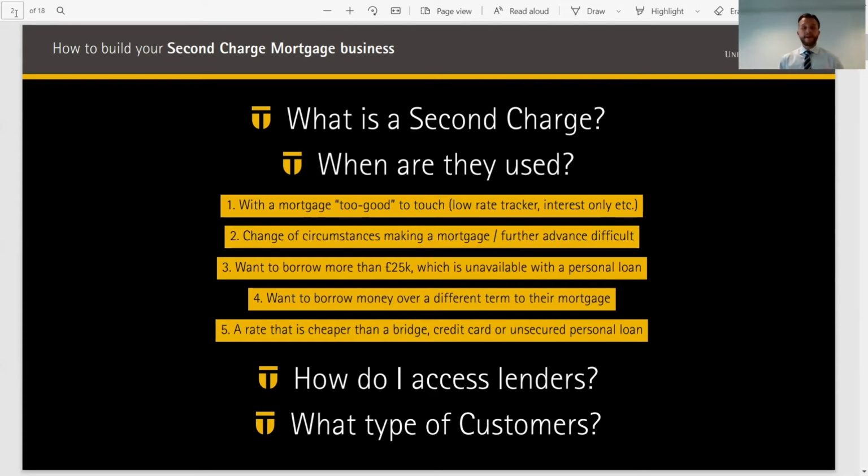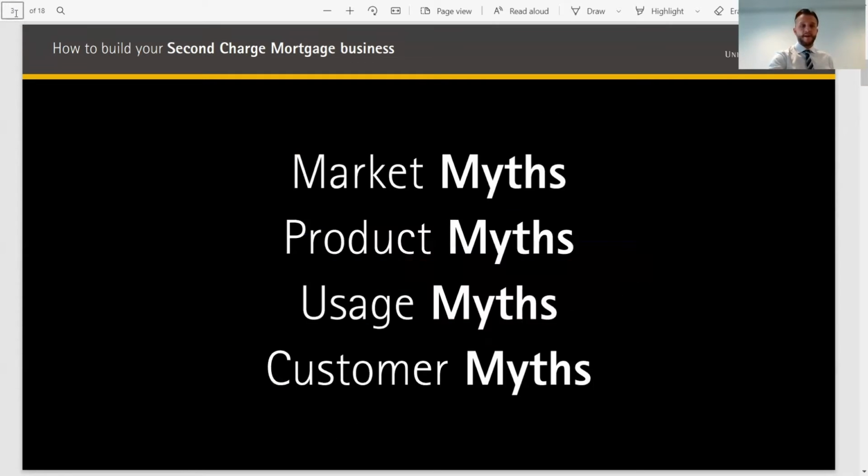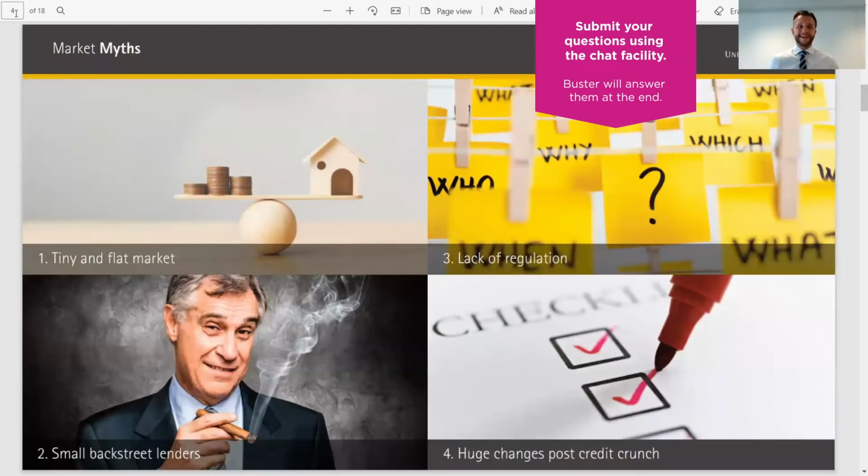We're also going to cover how do I access lenders, which includes through the wonderful people at Brightstar, of course, and a typical customer profile. So moving on to our next page, just a summary of some of the categories we're going to go through today. We're going to cover a bit of market, a bit of product, a bit of usage, and a bit of customer myth busting as well.